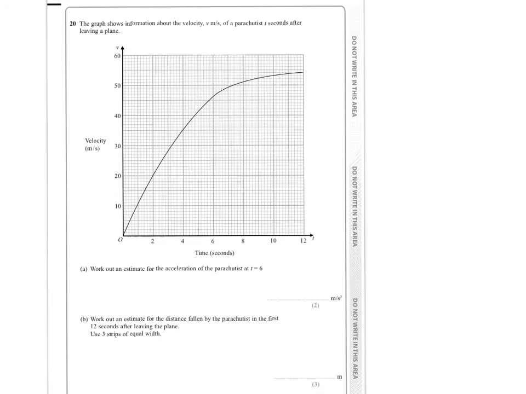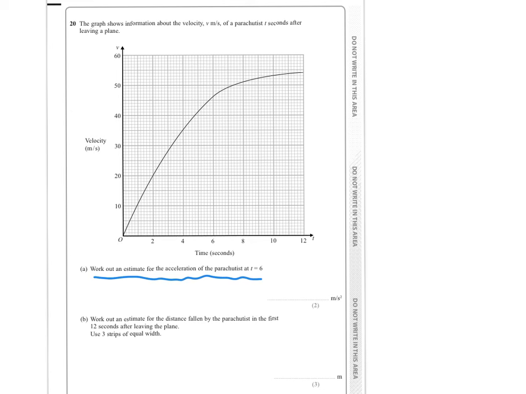Question 20. Probably the most difficult question to explain that I've come across. This used to be on the specification before the last specification, so this is probably back in 1997, 1998 when I first came into teaching. This used to be on the syllabus, and then it was taken off in 1999, I think, or 2000. Now, it's back on again, so you need to think carefully about A, how you interpret the question, and B, how you go ahead and do it, because you want to find out an estimate for the acceleration.